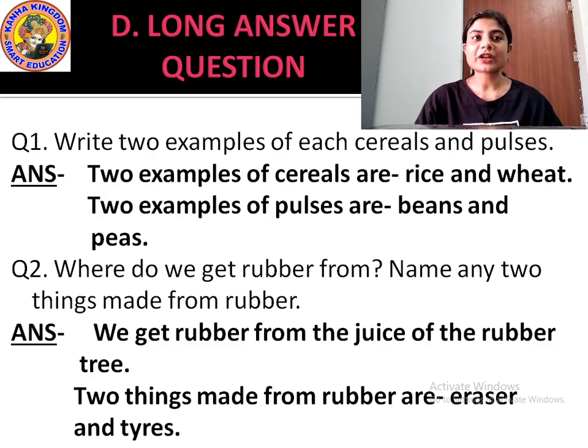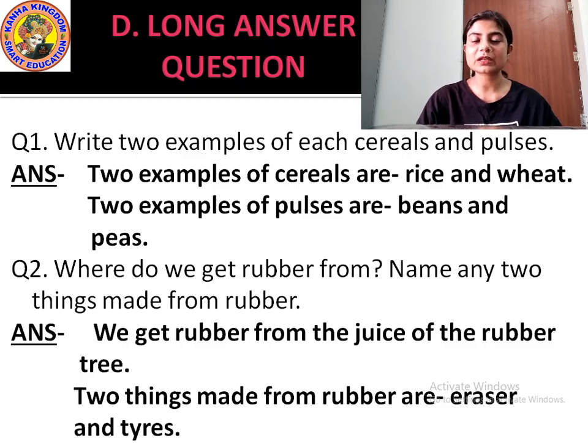Then question number 2. Where do we get rubber from? Name any two things made from rubber. Okay? The answer is, we get rubber from the juice of the rubber tree. Two things made from rubber are eraser and tires.